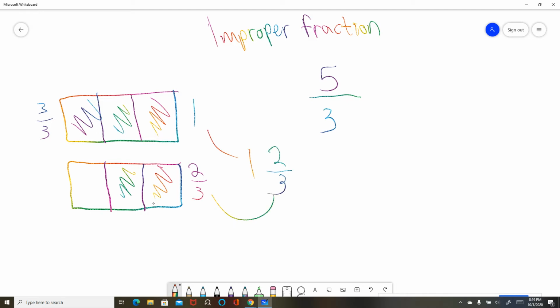And that is the same thing as 5/3. Okay, 1 whole and 2/3 is the same thing as 5/3. 1, 2, 3, 4, 5/3, but that's also 1 whole and 2/3. Okay, let's do another improper fraction.